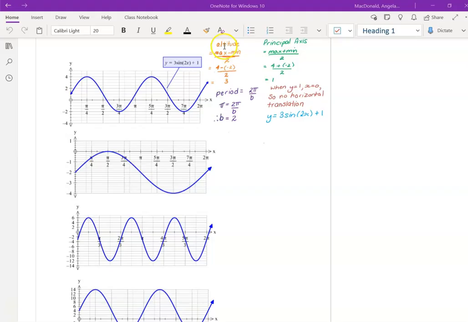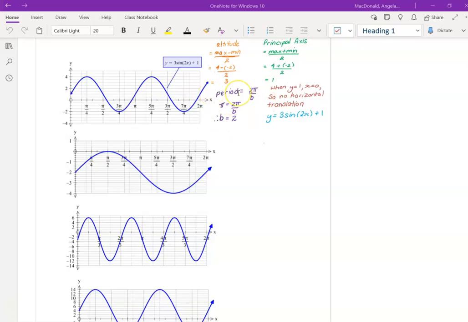Anyway, you get your maximum, your minimum, subtract, divide by 2, bang, you will get your amplitude. The principal axis, that is your D value. Okay, so that's this thing that goes all the way through. That's the average of your max and min. So add together, divide by 2, you get. Simple so far? Then we want to find the period.